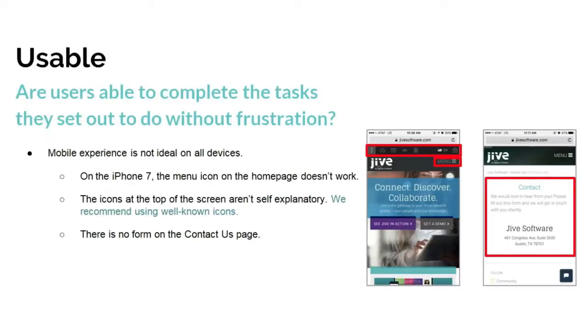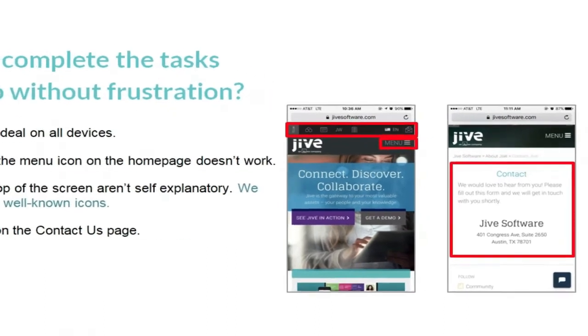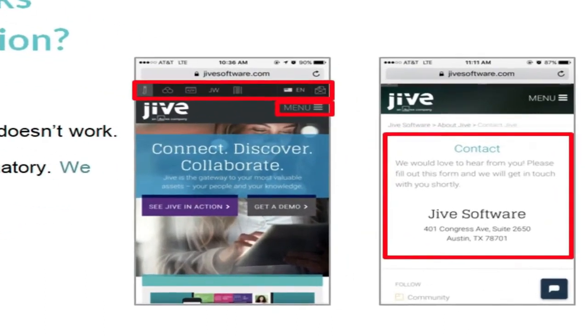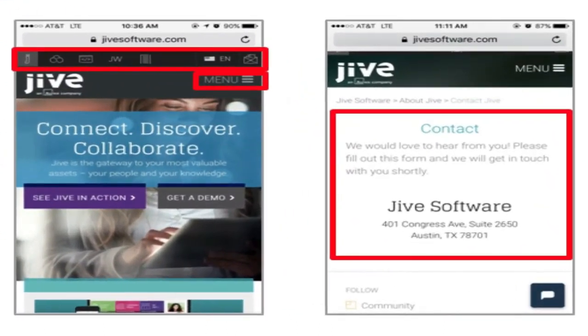Number 1. Usable. Are you sure that your website users are able to complete the tasks they set out to do without frustration? You know mobile experience is not ideal on all devices. On the iPhone 7, the menu icon on the homepage doesn't work. The icons at the top of the screen aren't self-explanatory. We recommend using well-known icons. There's no form on the Contact Us page.